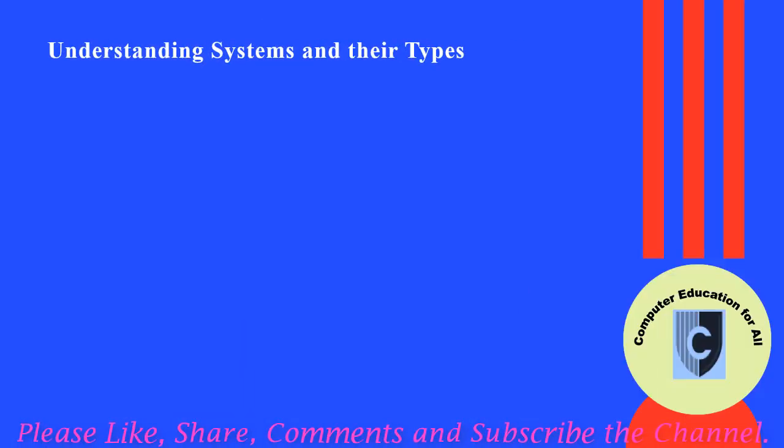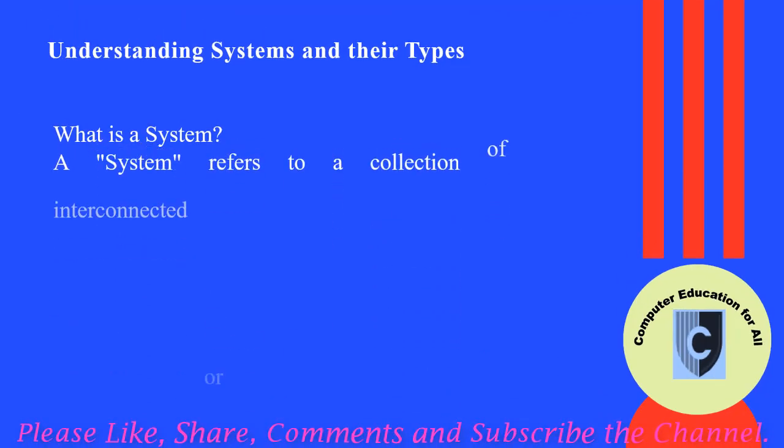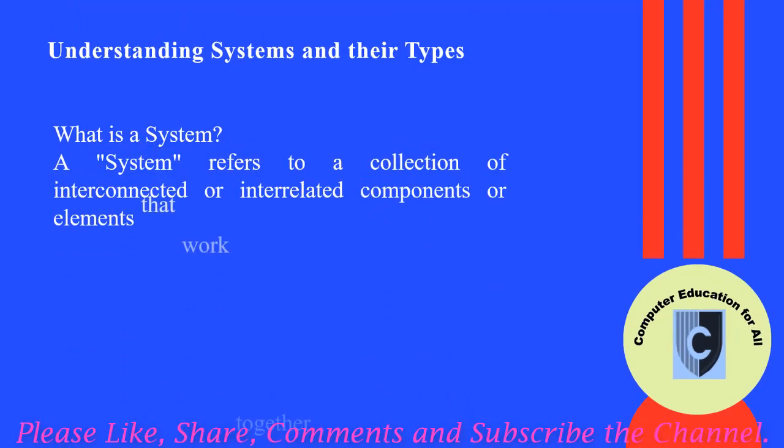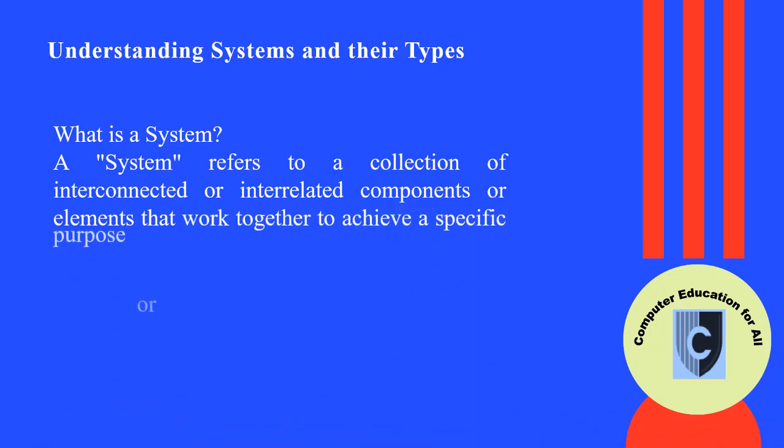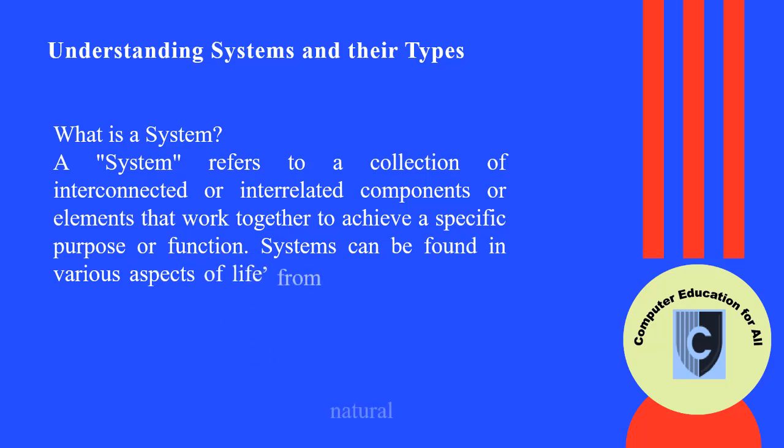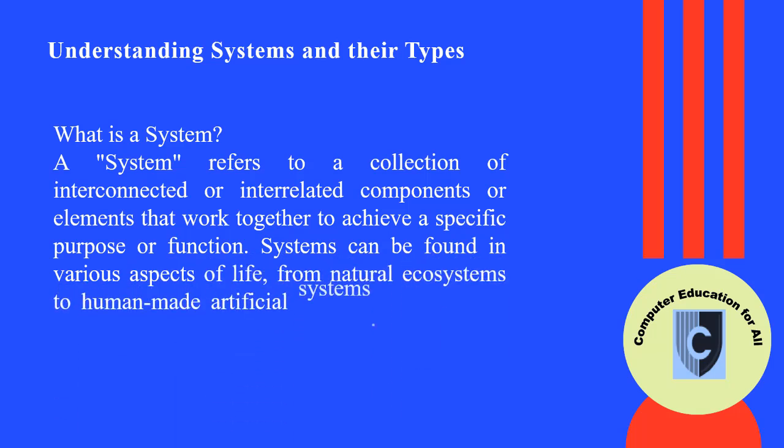Understanding systems and their types. What is a system? A system refers to a collection of interconnected or interrelated components or elements that work together to achieve a specific purpose or function. Systems can be found in various aspects of life, from natural ecosystems to human-made artificial systems.